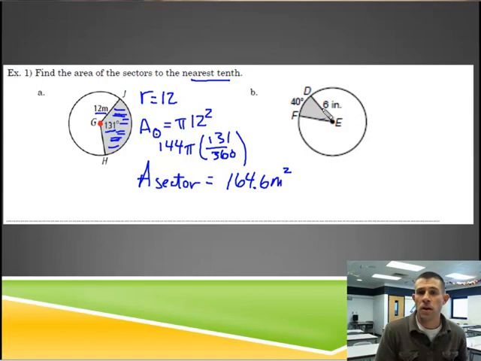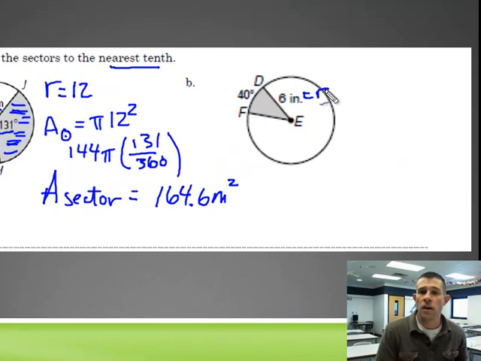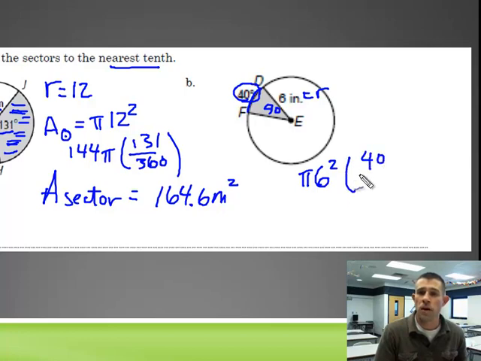On our next example, I have a radius of 6 inches and an arc measure of 40 degrees. Well, remember, this intercepted arc is the same as that central angle. So this angle in here is 40 degrees. I'm going to start by taking the area of my circle, pi times 6 squared, and then I'm going to multiply it by 40 divided by 360. You complete the rest of that problem and let me know what you get.